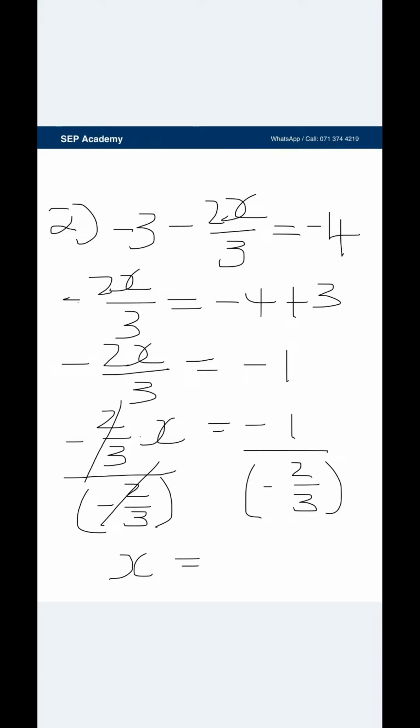Let's see, when we punch it on a calculator, it's negative 1 divided by, in brackets, that negative 2 over 3. Yes, it gives positive 3 over 2, and that should be the end of it. Maybe let's look at another example and see how far we can go.